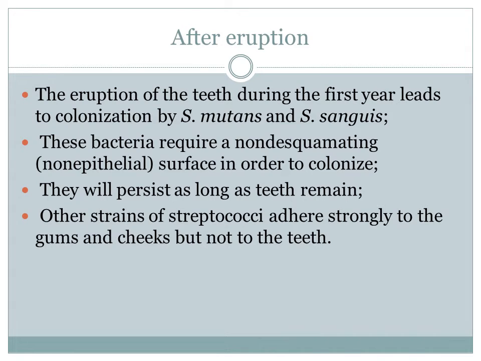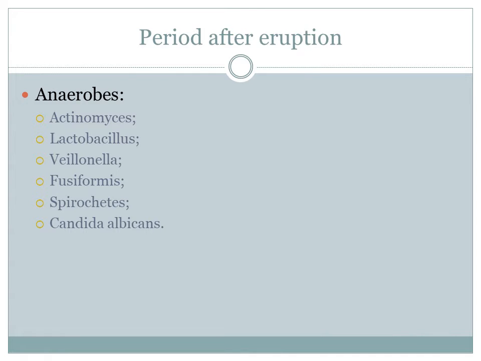The eruption of the teeth during the first years leads to colonization by Streptococcus mutans and Streptococcus sanguis. These bacteria require a non-desquamating, non-epithelial surface in order to colonize. They will persist as long as teeth remain. Other strains of Streptococci adhere strongly to the gum and cheek but not to the tooth. Period after eruption: you will have anaerobes, actinomyces, lactobacillus, veillonella, fusiformis, spirochetes, Candida albicans.